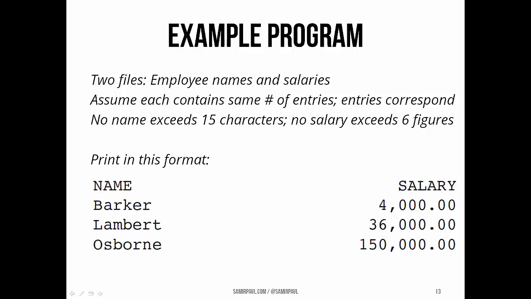The second file has their salaries, and the program is just going to assume that the 2 files are the same length, that those names and salaries correspond to one another, and that no one's name exceeds 15 letters, and no salary is larger than 6 figures. So this is an example of what it's going to look like. Barker, Lambert, Osborne, 4,000, 36,000, 150,000.